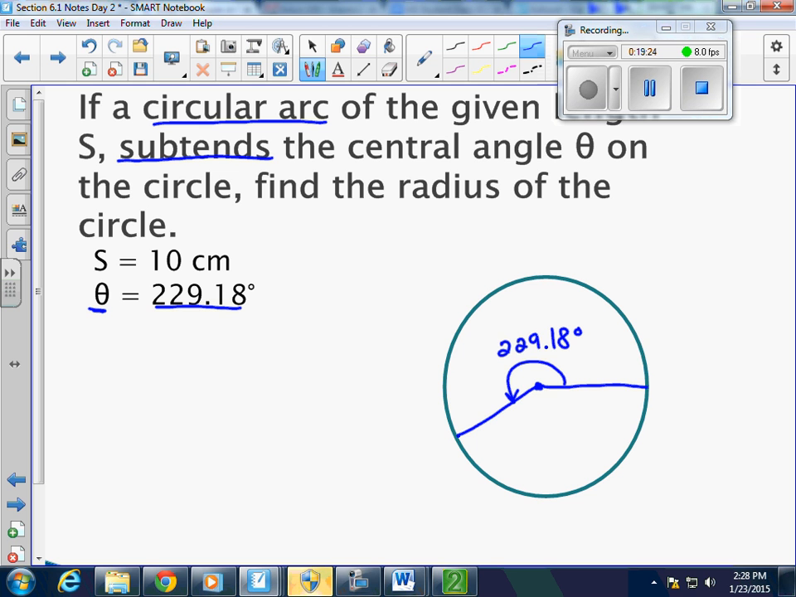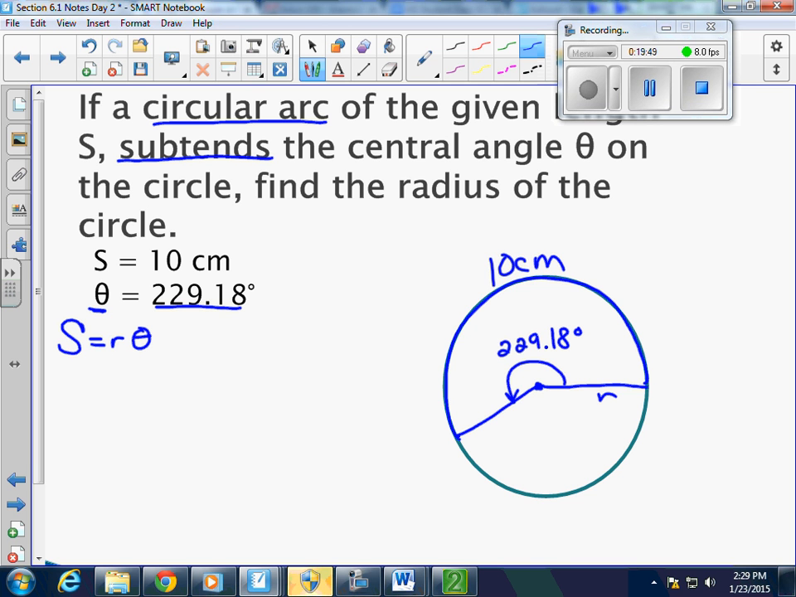Okay, the arc length is what would be on the circle on the outside. So our arc length on the outside is considered to be 10 centimeters. What we're looking for is the radius. I know that my arc length formula is S equals R times theta. What has to be true of theta is that theta has to be in radians.